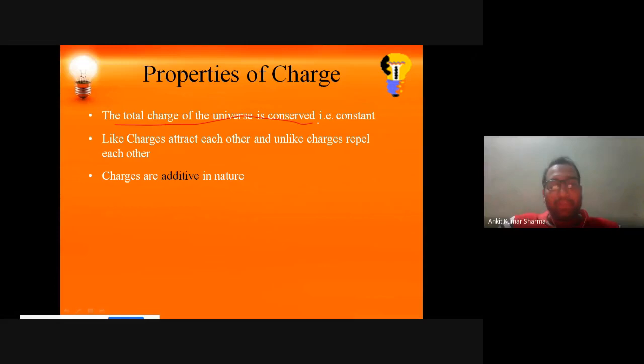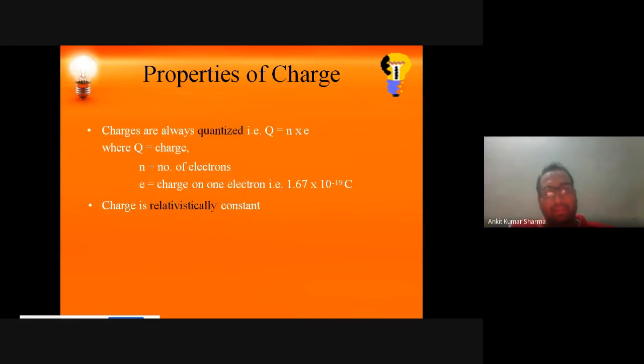It follows the energy conservation rule. That means it is constant. So the total charge in the universe is constant, and like charges repel each other and unlike charges attract each other. The third property of charges is that charges are additive in nature. It is always additive in nature.